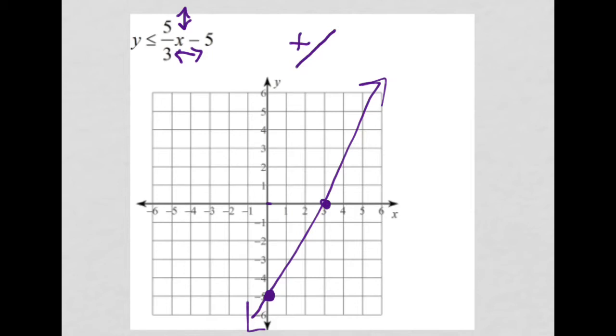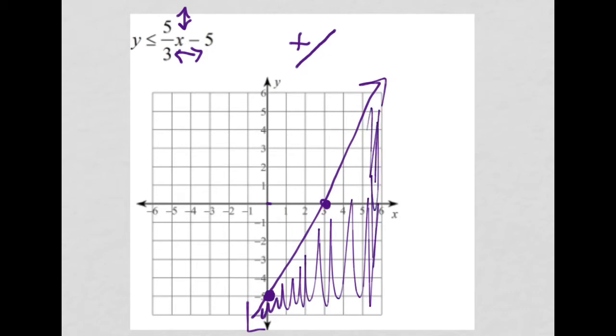So then I determine, where do I shade? Well, it says y is less than. So I travel along my y-axis to where my y-intercept is, and I think, okay, are my less than numbers down here, or are they up here? Well, obviously, -6 is going to be less than a +6, so my less than numbers are all down here. So I shade this area.